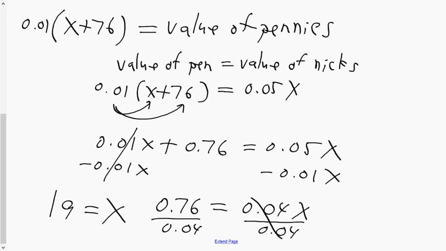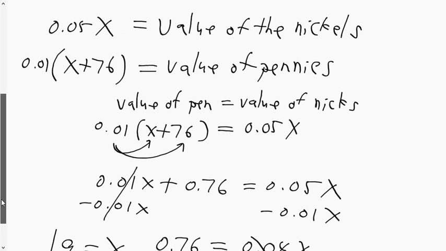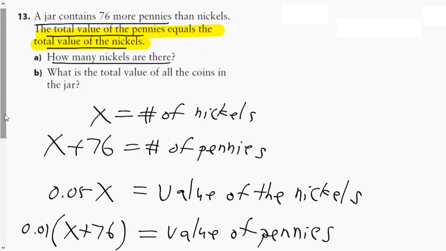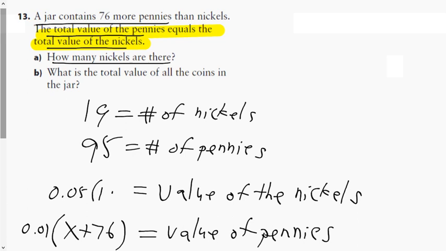But hearken, we are not done yet. X equals 19. Going back up here, if x equals 19, therefore, the number of nickels is 19. The number of pennies would be 19 plus 76, which is 95. There would be 95 pennies, right? The value of the nickels, if there's 19 of them, would be multiplying that by 0.05, which is just one cent less than $1. The value of that would be 95 cents.